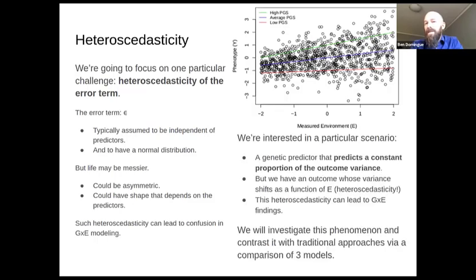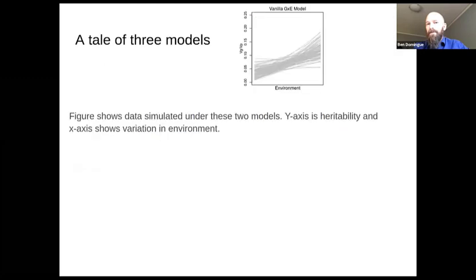So the scenario that I want to talk more about is as follows. We're going to be interested in a genetic predictor that predicts a constant proportion of outcome variance, right? So heritability or penetrance doesn't change in that sense. But the outcome is going to be such that its variance shifts as a function of the environment. And that heteroscedasticity is going to lead to GxE, and this is going to be something we try to address. And so we're going to get at this via a comparison of 3 models.